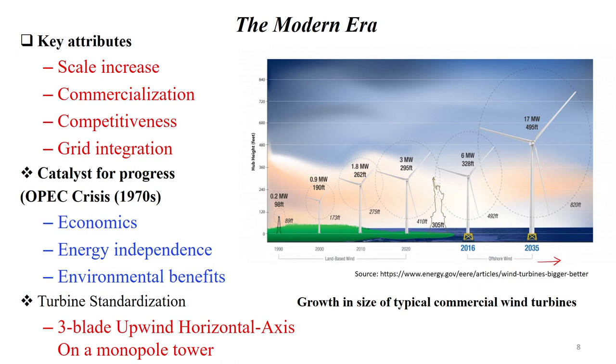So, the scale is increasing, and since the technology has reached maturity, it has a market, commercialization, and always competitiveness. Now all the wind generators are targeted to provide energy to the grid. And the catalyst for the development was the OPEC crisis in the 1970s, which led to economics, then energy independence, and then environmental benefit.